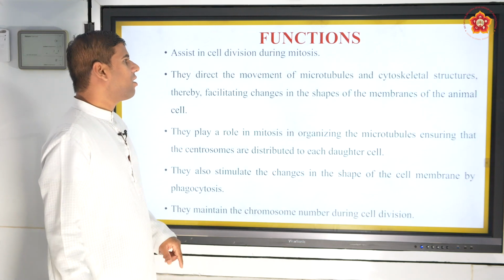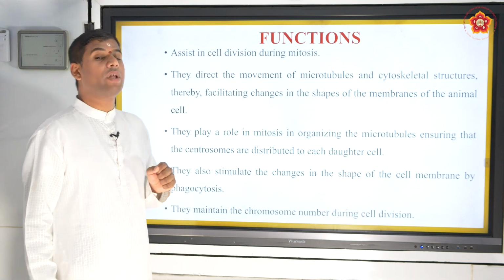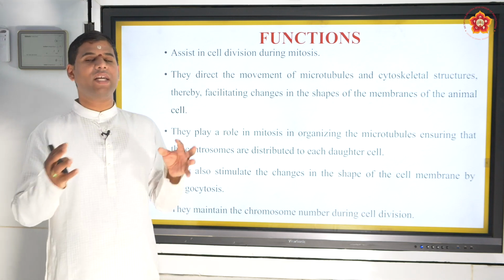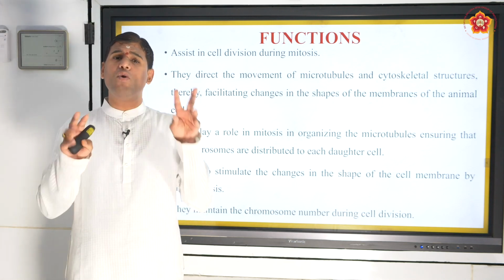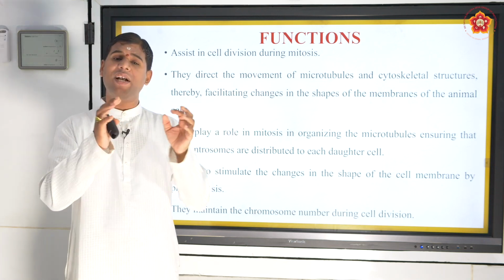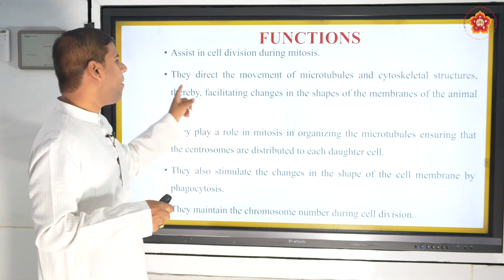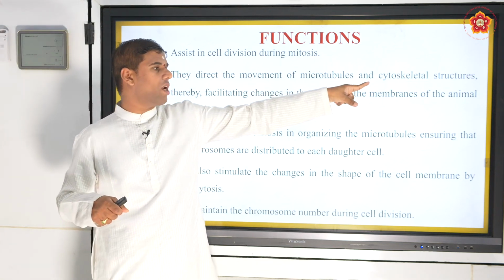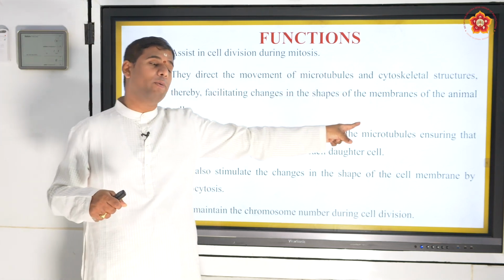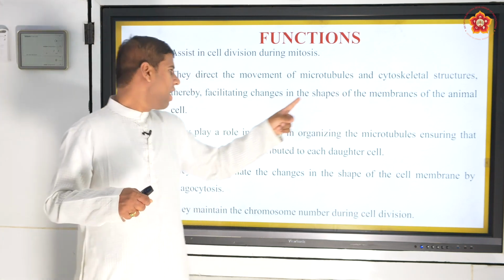Now the functions of the centrosome. It assists in cell division during mitosis. It is very important that the cell divides. There are two types, mitosis and meiosis. In mitosis the cell divides into 2, 4, 8 and goes on dividing like that. They help in directing the movement of microtubules and cytokeratin structures, and also facilitate the change of shape of the membrane of the animal cell.